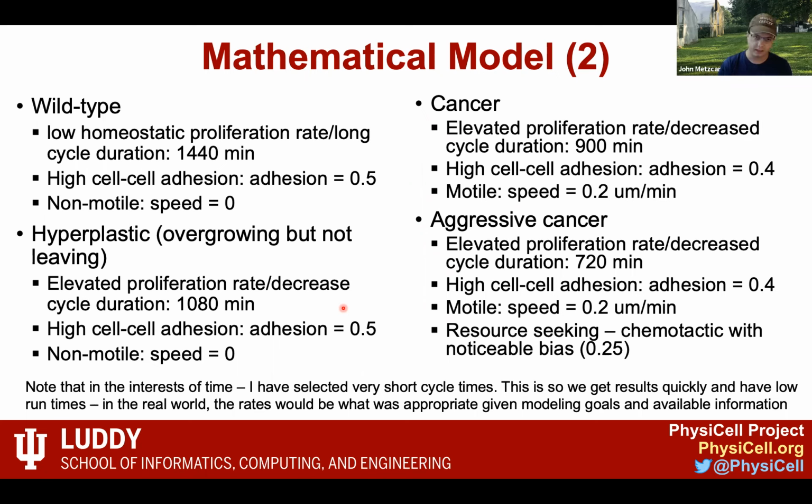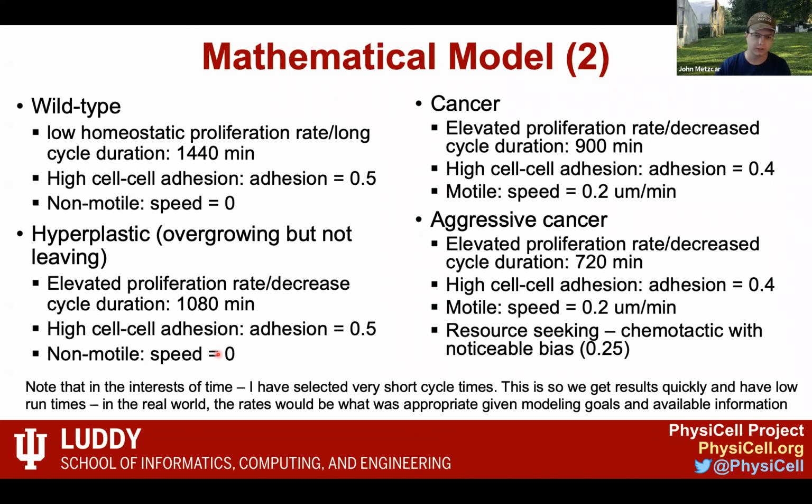In particular, I'm not going to go through all the details, but noting that in this case, the wild type has the longest cell cycle duration, then each one decreases, going to half of what the wild type is for the aggressive cancer. Note also, in the interest of time, I've selected very short cycle times so that we can get results quickly in this pedagogical setting. In the real world, the rates would be whatever was appropriate given modeling goals and available information.